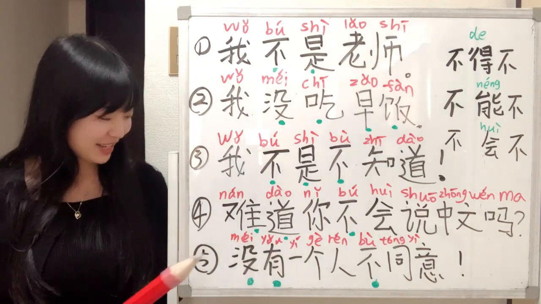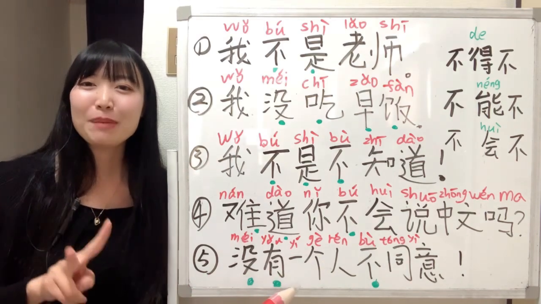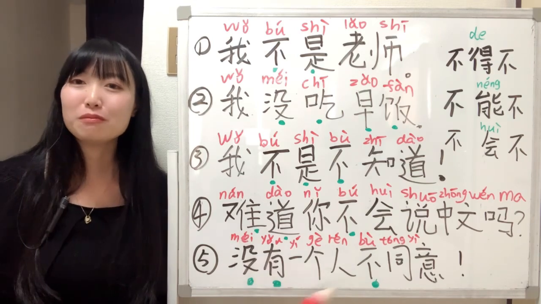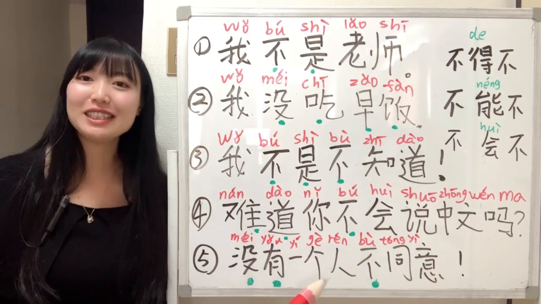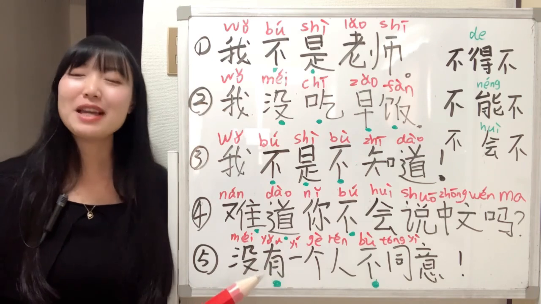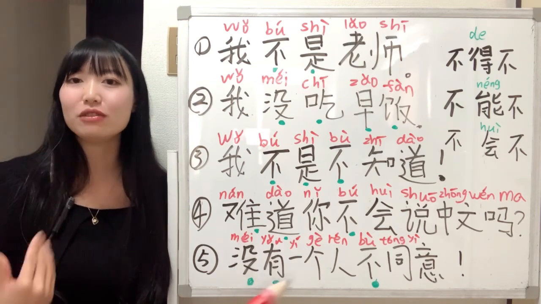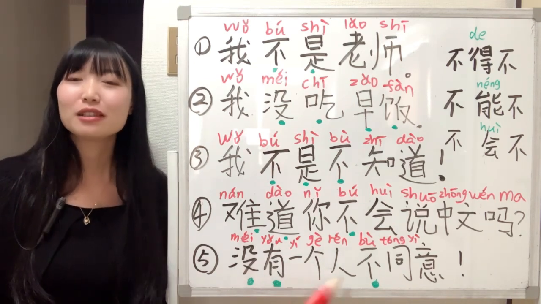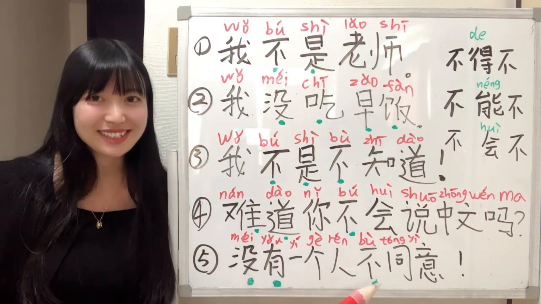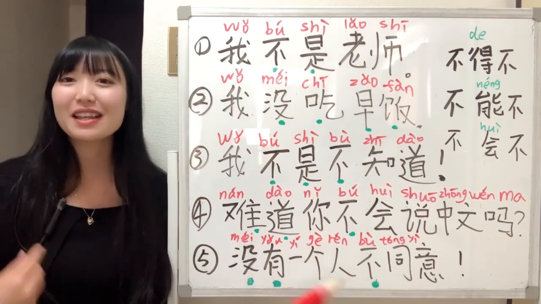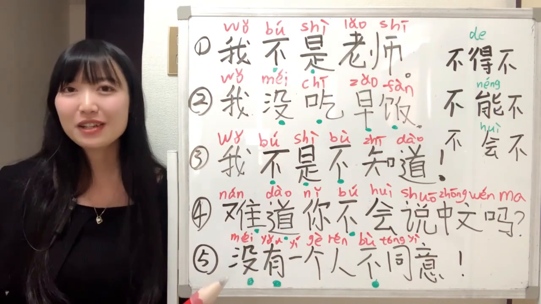Okay. And the next one, 没有不 is similar, like a double negation. 没有 means not. 不 means not. So 没有一个人不同意, what does it mean? 没有一个人 means nobody. 一个人 means one person. Nobody 不同意 means disagree. So nobody disagrees, which means everyone agrees, right? Similar to English.